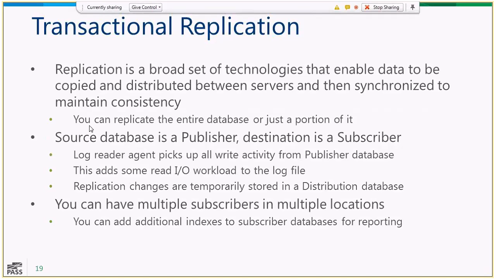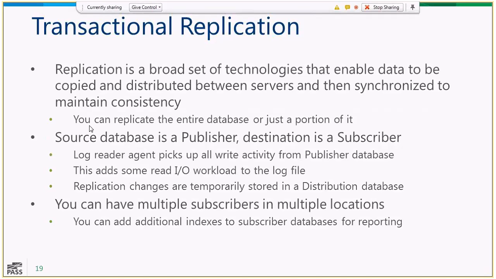So you need to make sure you plan for that when you're configuring and designing your IO subsystem. And then you've got to worry about where your distribution database lives, whether it's going to be on the same server as your publisher or on a separate server. That's going to require more licensing costs, but might give you better performance if you have a really heavy workload on your publisher. Thinking about how you do that is pretty important.